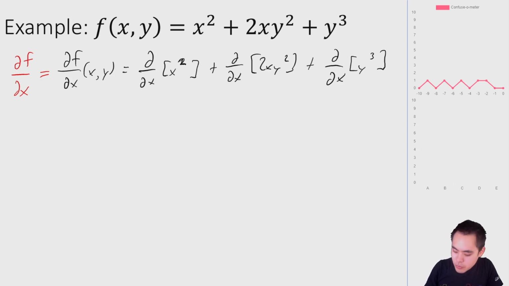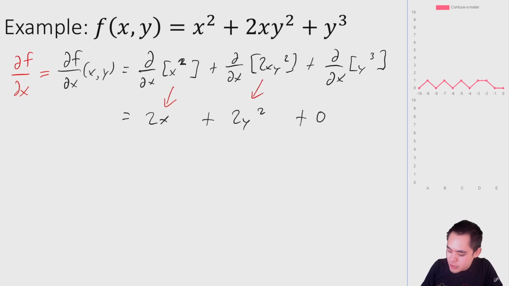But anyway, here this is equal to 2x plus 2y squared plus 0, because we're setting y as a constant. So this is equal to 2x plus 2y squared. So treat y as a constant.